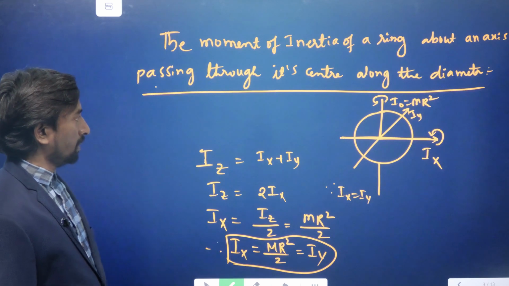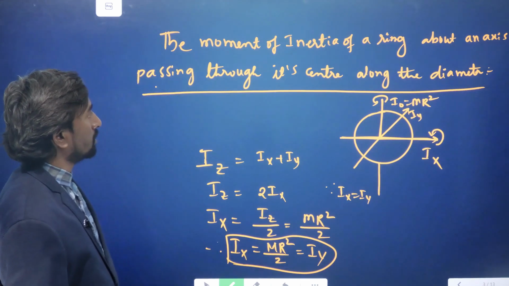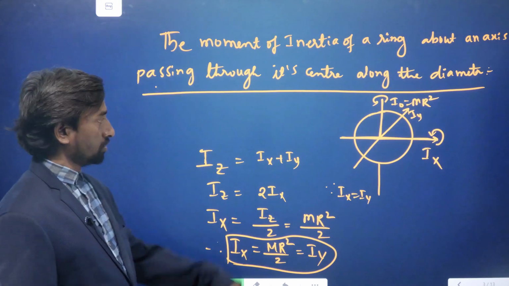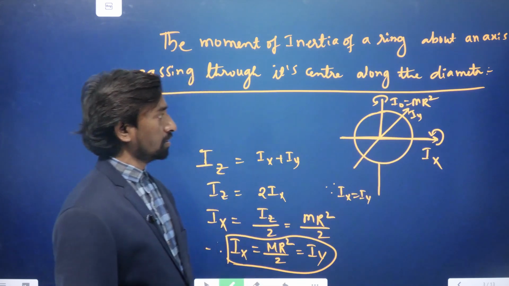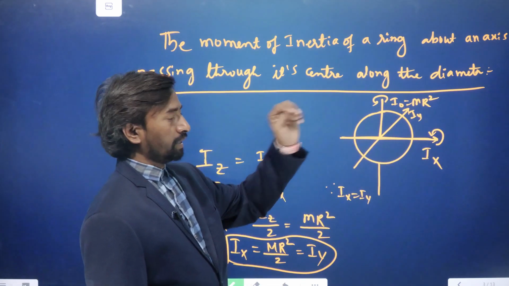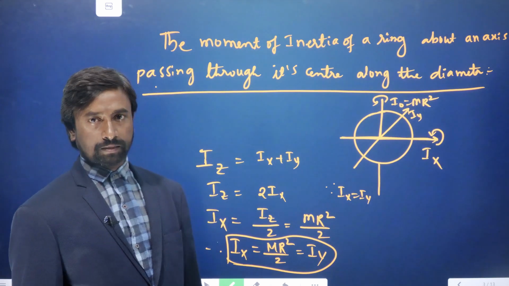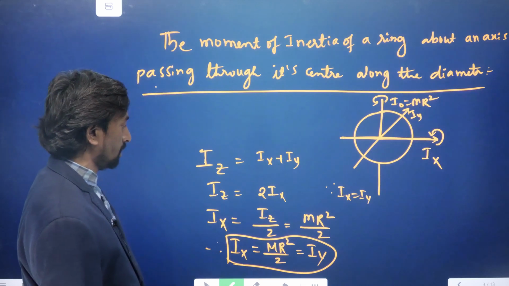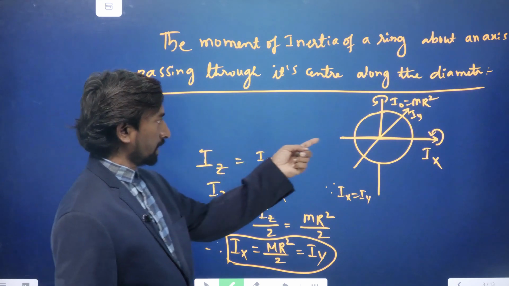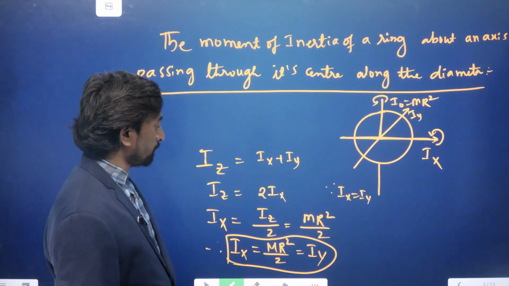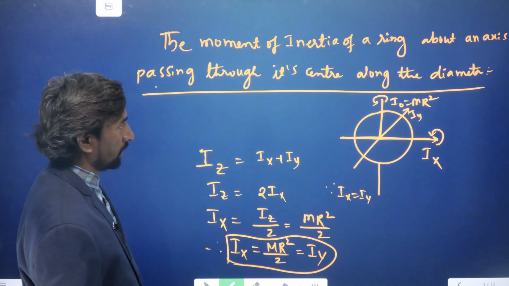Clear now? The moment of inertia of a ring about an axis passing through its center along the diameter. Along this diameter we can consider the x axis, and this the y axis, and this the z axis, which is passing through its center and perpendicular to the plane of the ring. Then the moment of inertia about the diameter is mr square by 2. So we can find it like this.